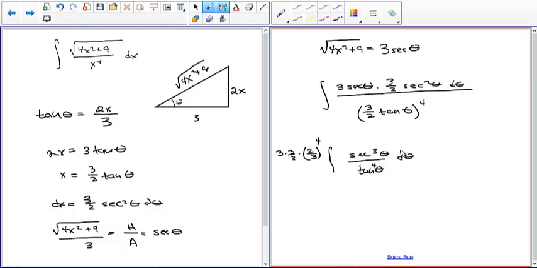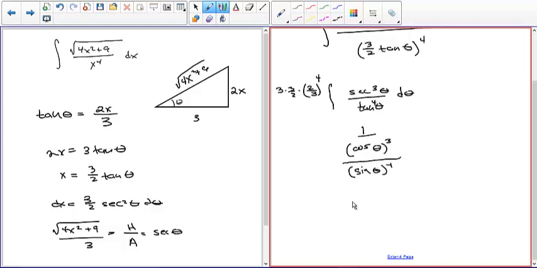So let me think, what could I do? I'd probably just change it to sine and cosine and see what happens. So what we'll have is 1 over cosine theta. I'm going to change the exponent so that it shows you're cubing the actual function. So this is the shorthand version, that's the longhand version. Then we have sine of theta. Tangent is sine over cosine, so you get sine of theta over cosine theta, both raised to the 4th power.